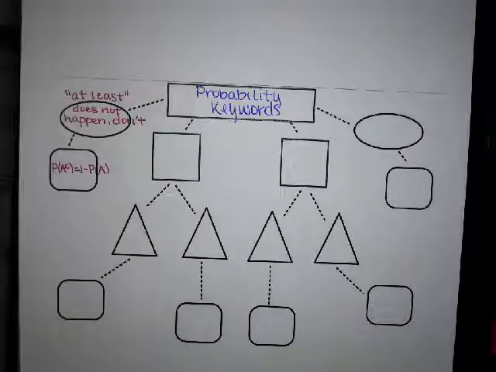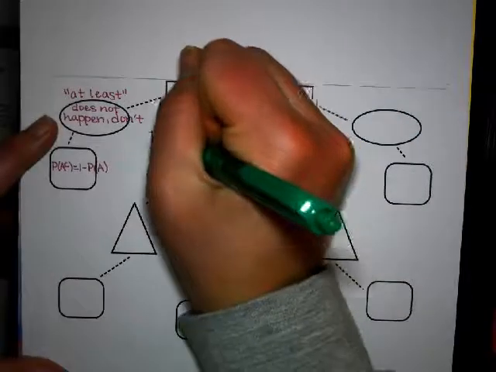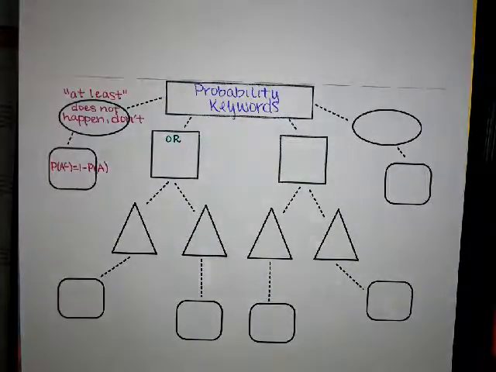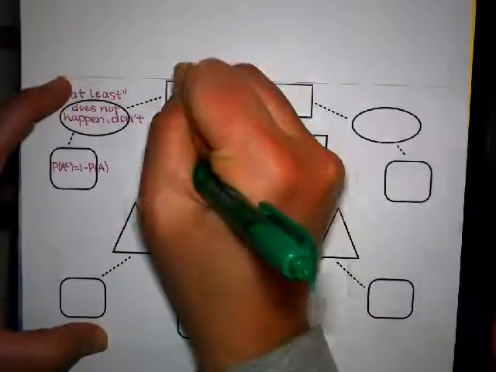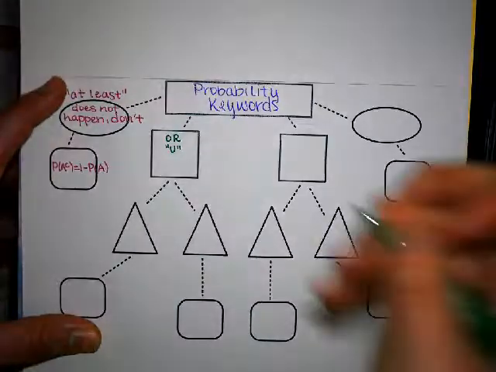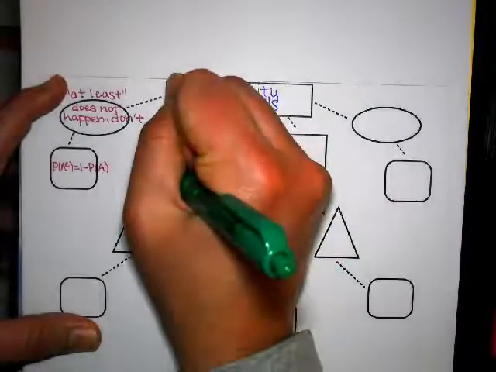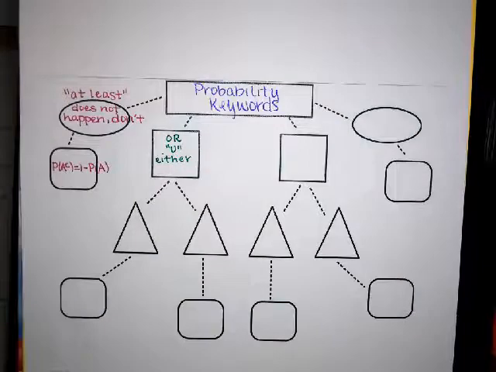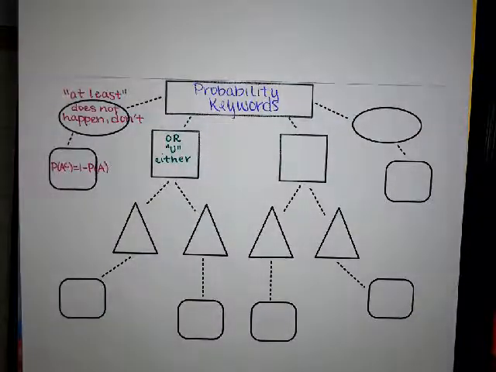Then the word or. So what's the probability that this or that happens? I know on your homework, either, first of all, or, remember, is that union symbol. And then either is another way to say or, and that word shows up in your homework. So what's the probability of either? That would mean this or that.